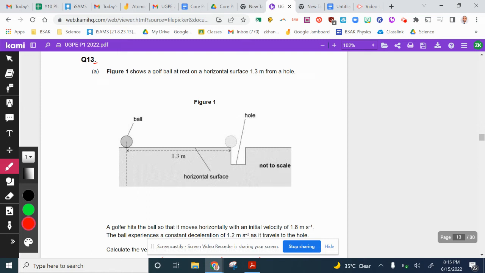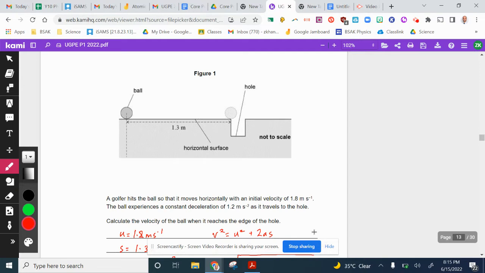Okay, question 13. We have a golf ball at rest on a horizontal green, 1.3 meters from the hole. A golfer hits the ball so that it moves horizontally with an initial velocity of 1.8 meters per second, and the ball experiences a constant deceleration of 1.2 meters per second squared as it travels to the hole. It says calculate the velocity of the ball as it reaches the edge of the hole.